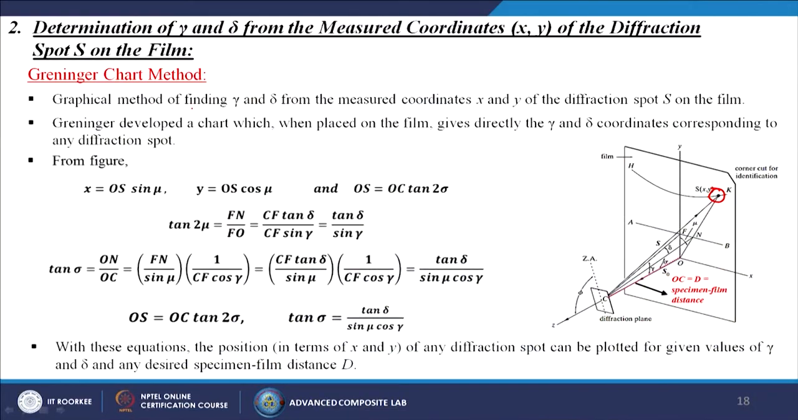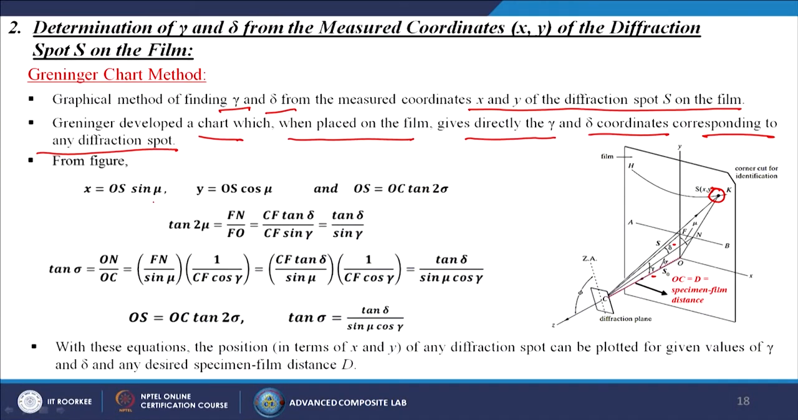Generally, it is the graphical method of finding gamma and delta; here it is the gamma and here it is the delta. From the measured coordinates x and y of the diffraction spot S on the film, Greninger developed a chart which, when placed on the film, gives directly the gamma and delta coordinates corresponding to any diffraction spot. So, simple, we have to fit it onto the Greninger chart itself. So, from the figure, how has he calculated? From the figure, x is equal to OS sin mu of this point, y is equal to OS cos mu, and what is OS? That is OC tan 2 sigma.